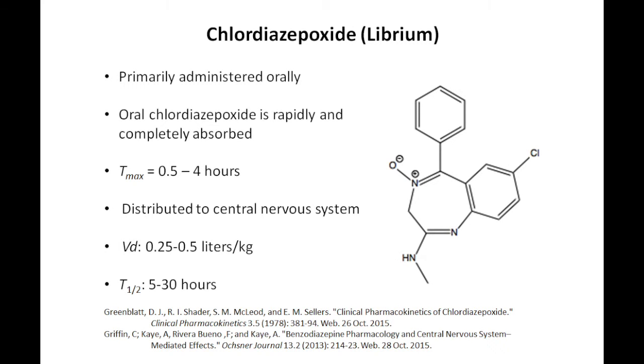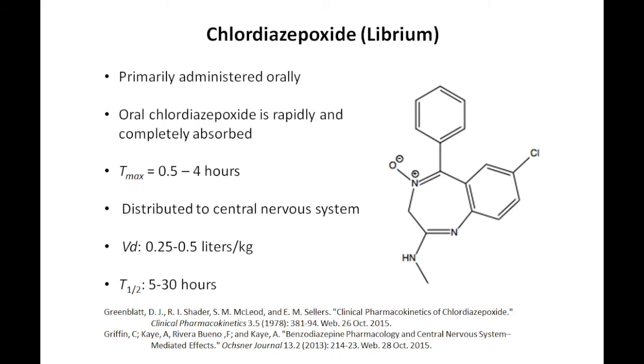Chlordiazepoxide is most commonly administered orally. Because it is fairly lipophilic, it is absorbed quickly and reaches peak concentration levels 0.5 to 4 hours after administration. Benzodiazepines are highly protein-bound, but rapidly distribute to the central nervous system, where they cross the blood-brain barrier by passive diffusion. The rate of distribution correlates with lipophilicity of the specific benzodiazepines.